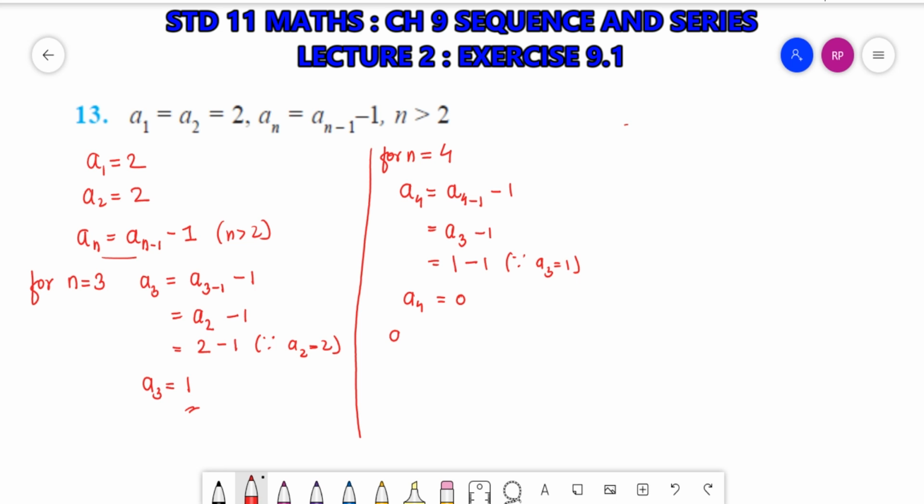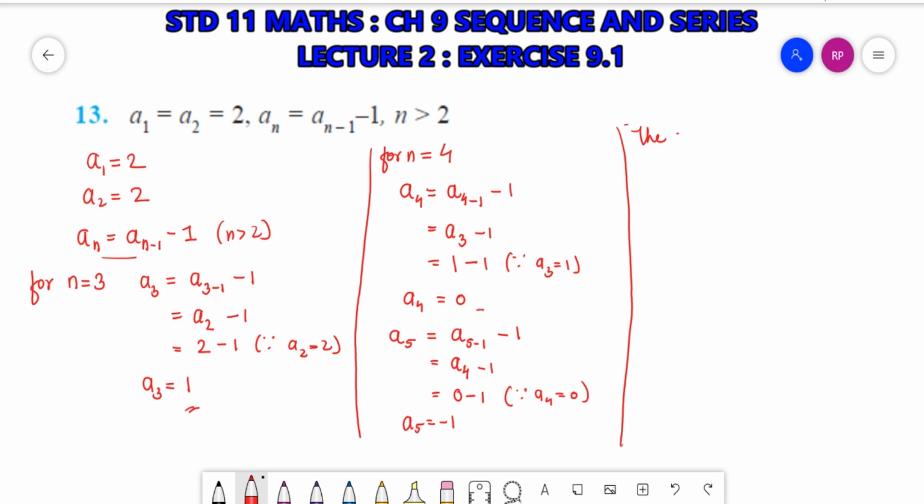Here we are only required to find the first 5 terms. So A5 is equal to A5 minus 1 minus 1, that is A4 minus 1. A4 we have found as 0, so 0 minus 1 because A4 is equal to 0. This gives our fifth term A5 equal to minus 1. So we got all the 5 terms.